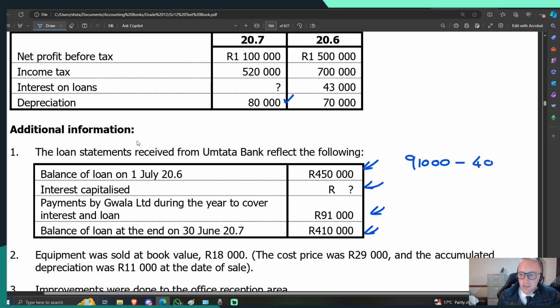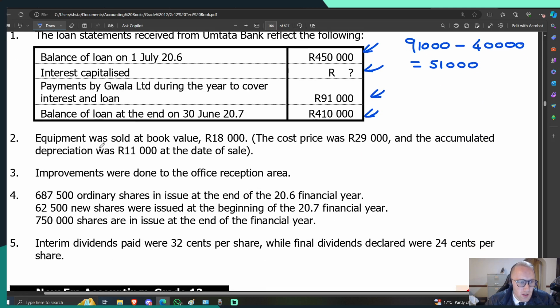So if we minus that 40,000, the difference of 51,000 will be our interest that we paid this year. So over here I'm going to write 51,000. That's our interest on loan that we paid this year. Right, let's see what else we've got here.